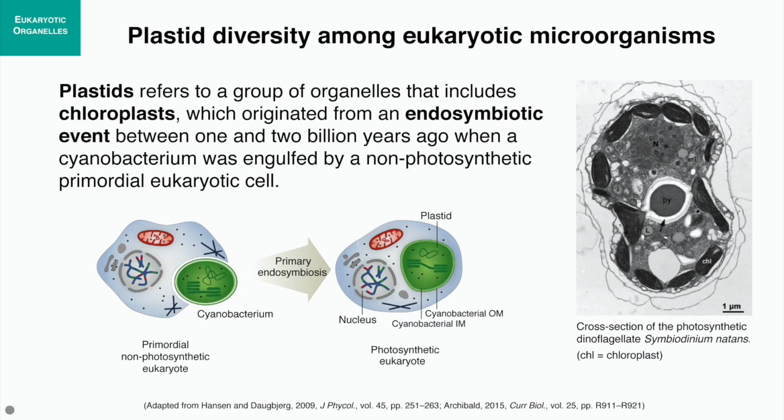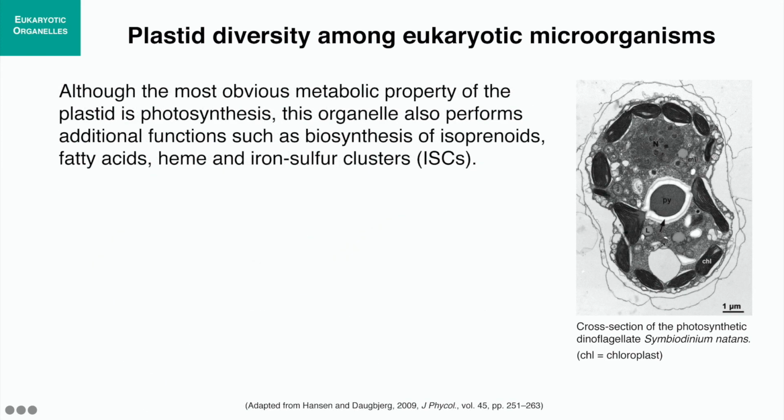Plastids refer to a group of organelles that includes chloroplasts, which originated from an endosymbiotic event between 1 and 2 billion years ago, when a cyanobacterium was engulfed by a non-photosynthetic primordial eukaryotic cell. Although the most obvious metabolic property of the plastid is photosynthesis, this organelle also performs additional functions such as biosynthesis of isoprenoids, fatty acids, heme and iron-sulfur clusters.